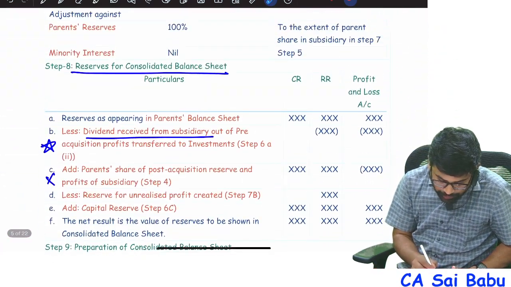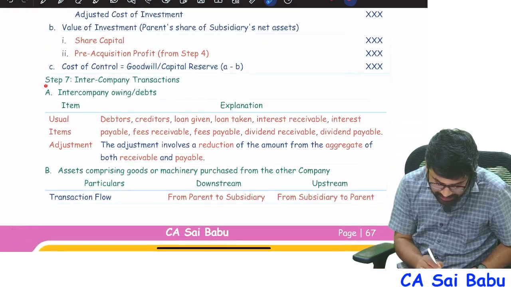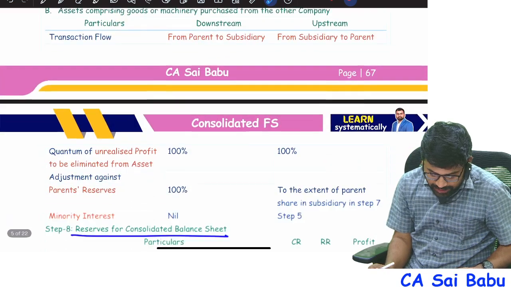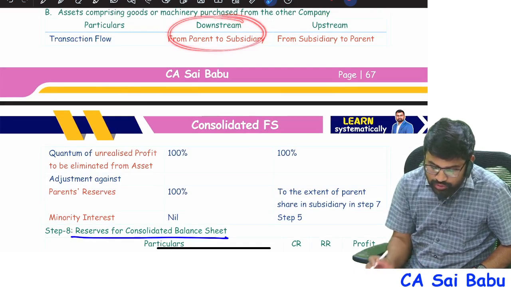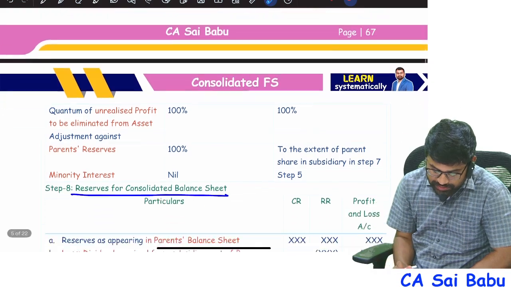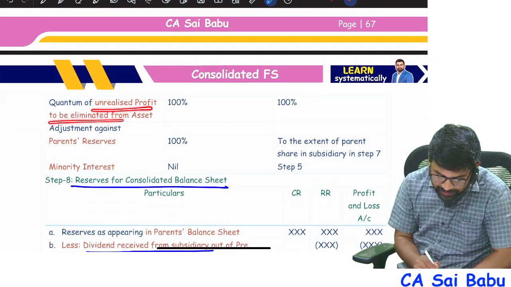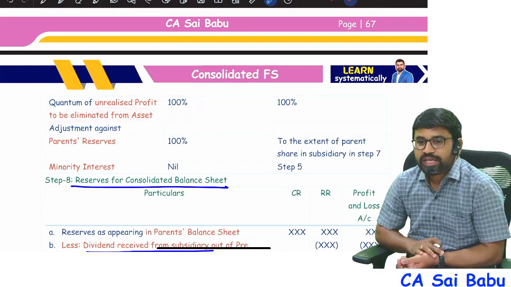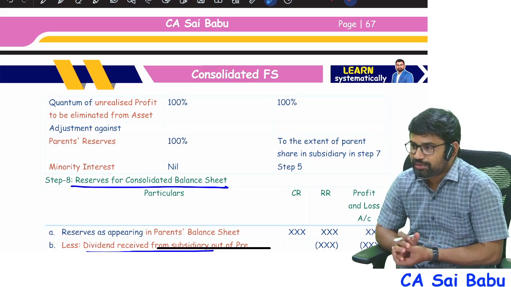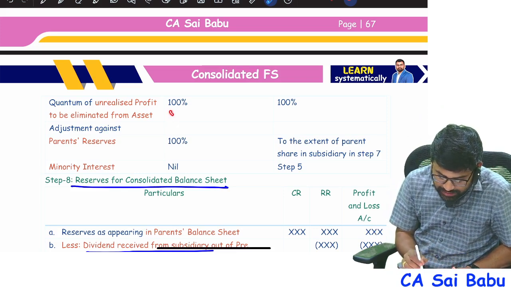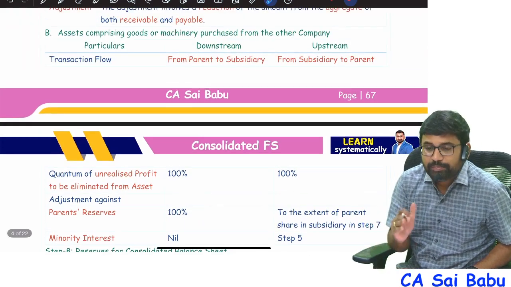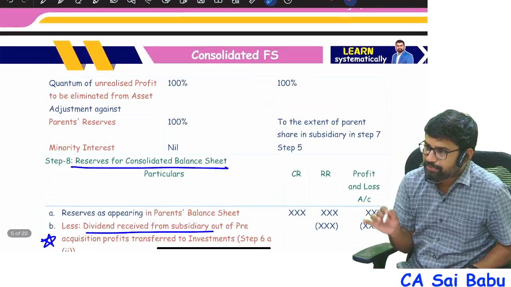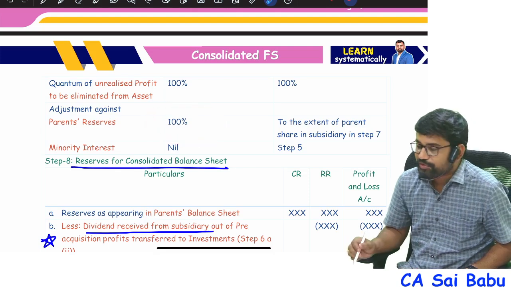And this step also, step number 7, intercompany transactions. I told you about upstream and downstream transactions. So in downstream, who sold goods to whom? Parent sold to subsidiary. So unrealized profit is eliminated from the asset, 100%. From the inventory, whatever the unrealized profit is there, we need to eliminate. And also, this unrealized profit is adjusted against parent company reserves, 100%. Minority interest, nil, because here goods were sold by parent to subsidiary. So the entire unrealized profit is there in parent company books. Therefore, we need to eliminate 100% from parent company reserves.